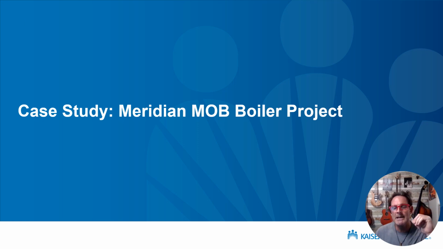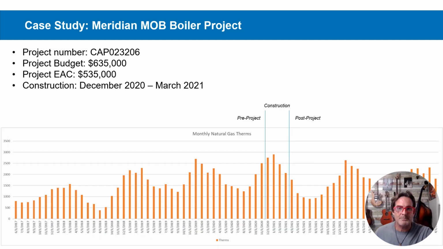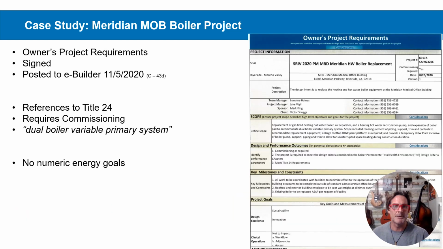So first case study is this Meridian MOB boiler project. So this project is a $635,000 project. That was the budget. It actually spent $535,000. You can kind of see the schedule down there. Construction period was about 4 months, from December to March. And the way we look at building energy is to look at pre-project energy and then post-project energy. And we actually exclude the construction period from that assessment. So in this case, the construction was about a 4-month period. We pull that out of the energy assessment.